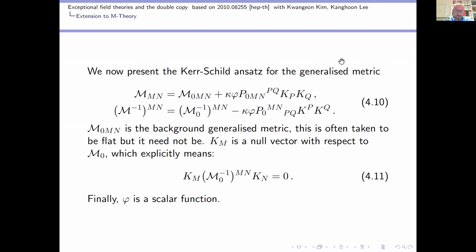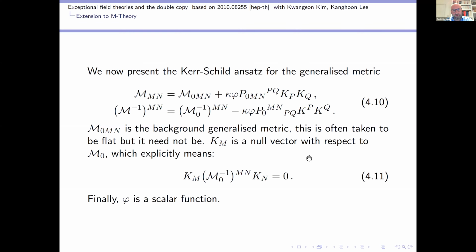So what we want to do is come up with an ansatz for our generalized geometry that will have all the properties of the Kerr-Schild ansatz, but still respect all of the structure that this exceptional field theory has in combining the metric and C field. Okay. So this is the ansatz. P is this projector that was necessary from before.